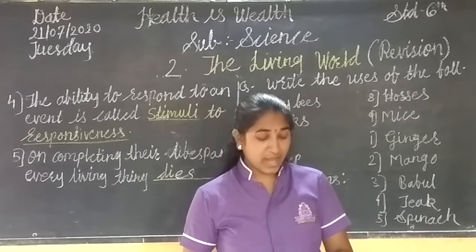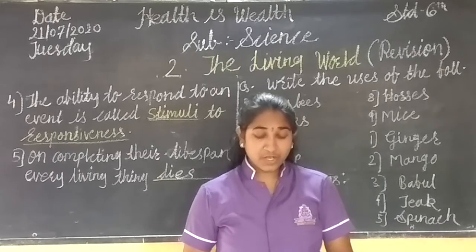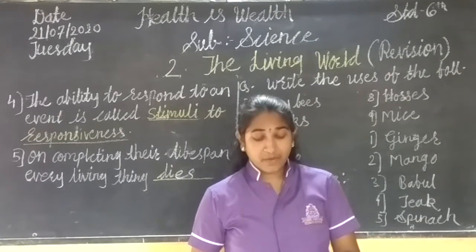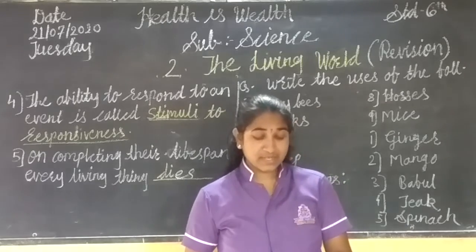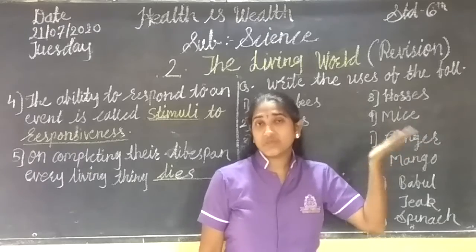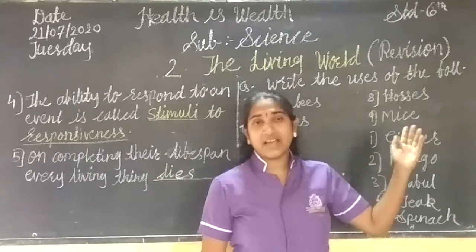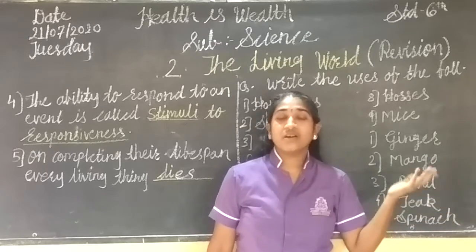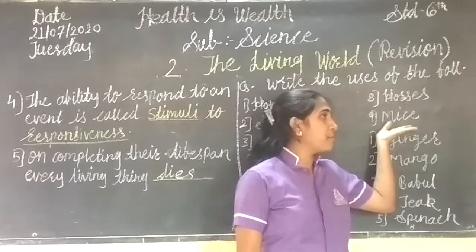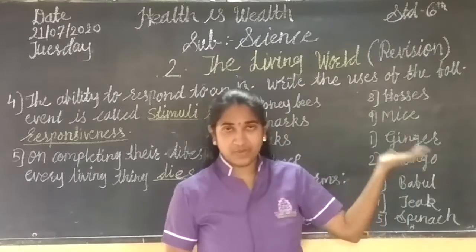Then next is the mice. Mice are more harmful than useful. They destroy food and also cause transmission of diseases like plague. However, they are used in biology labs as experimental animals. See, mice are useful in biological experiments, but otherwise they are harmful as they destroy food and spread diseases. So they are less useful, and mice are harmful also.